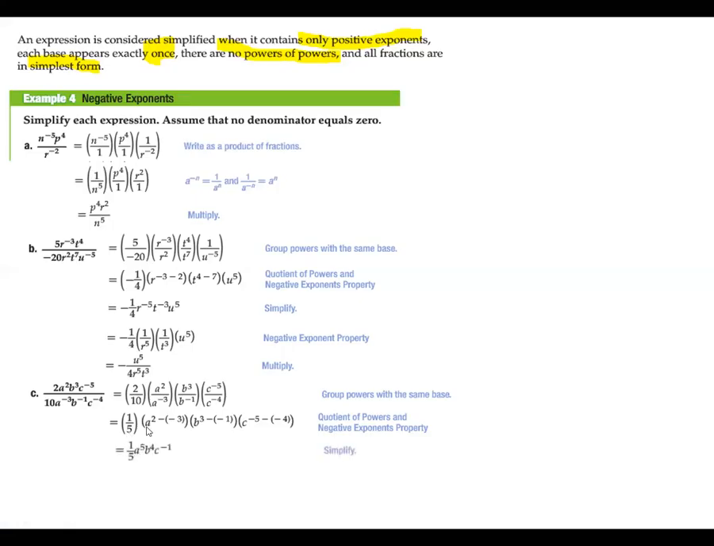So you have 1/5 a to the fifth, b to the fourth, c to the negative 1. Then your c to the negative 1, you can drop it down to the denominator, make a positive exponent, and your final answer is a to the fifth, b to the fourth, over 5 c.